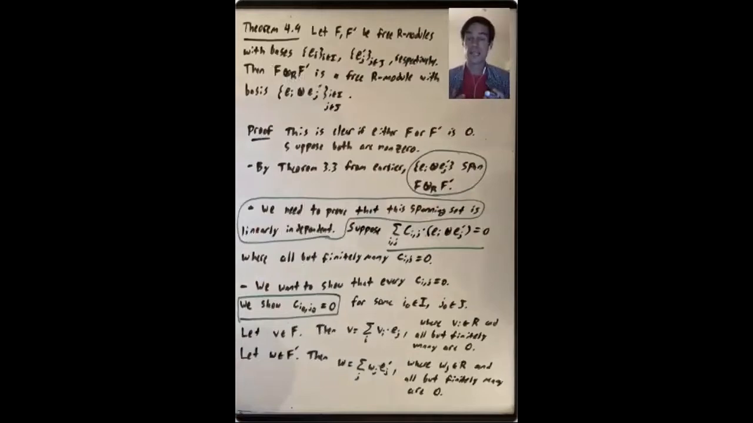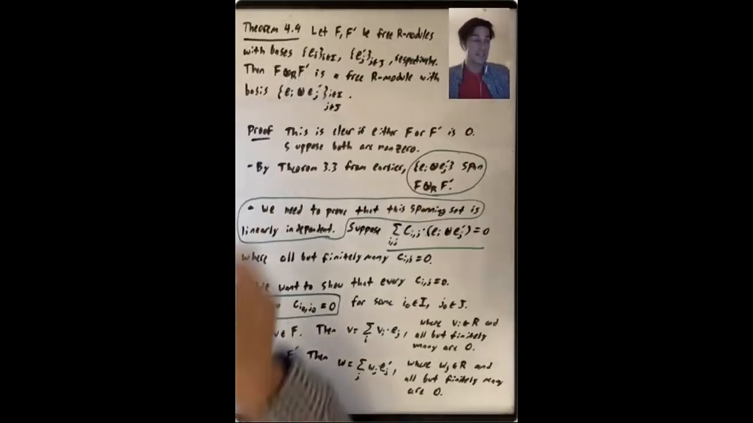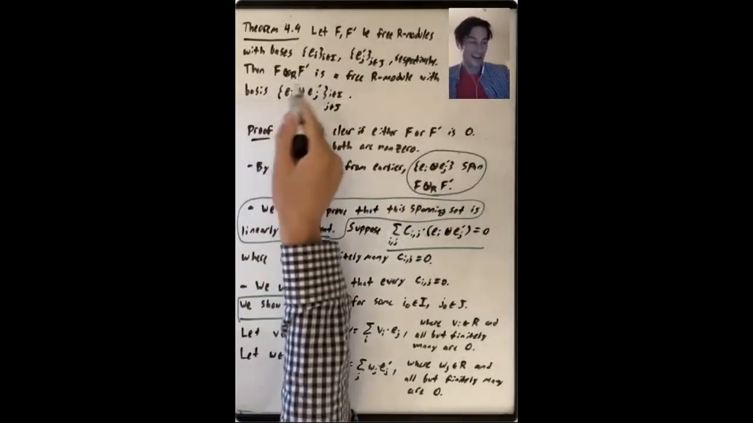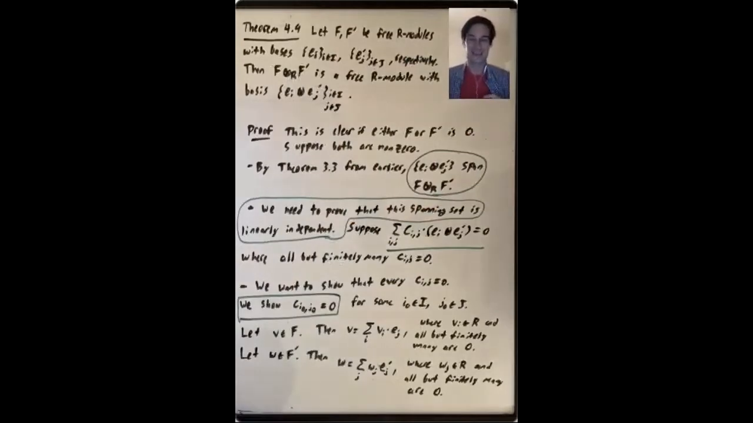So what are we seeing? We're seeing that the tensor product of free R-modules is also a free R-module. And if you have a basis for the first module and a basis for the second module, you can use those bases to come up with a basis for the tensor product. It's the most reasonable basis that you would guess.